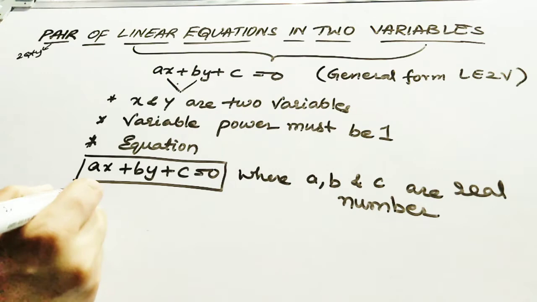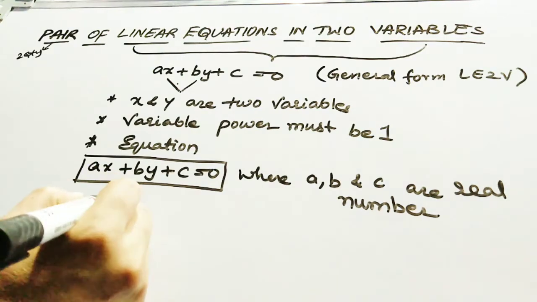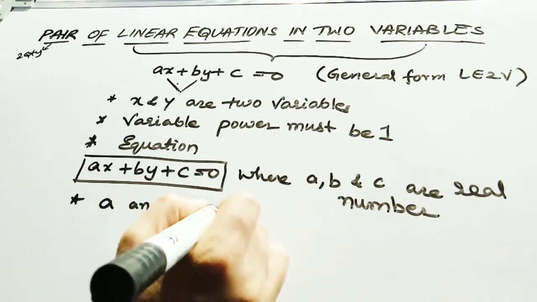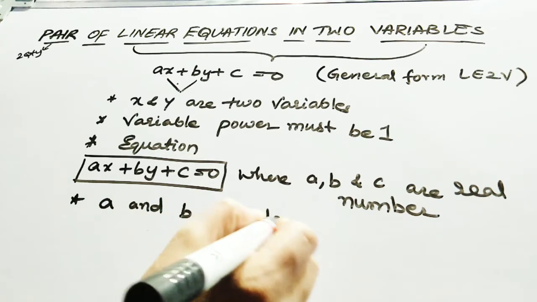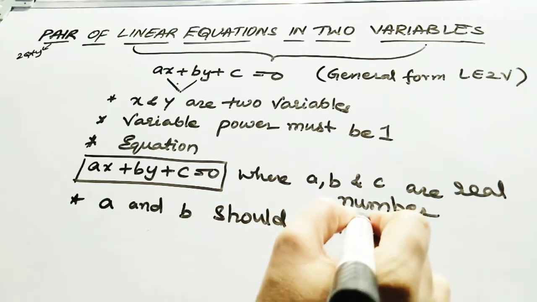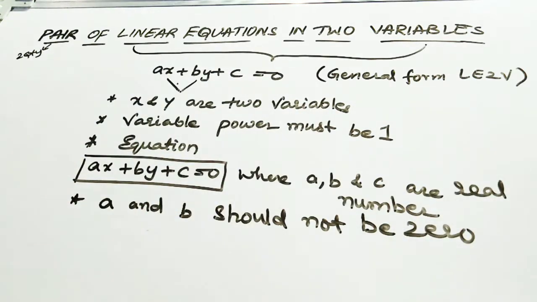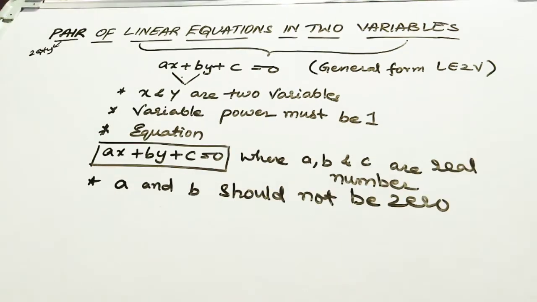What is the second condition? It must satisfy that a and b should not be 0. This is the condition it must satisfy: a and b should not be 0.